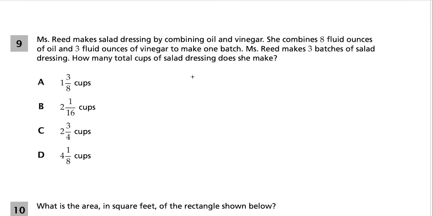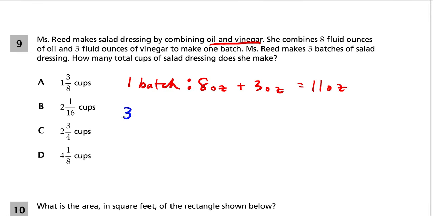Question 9, we have Miss Reed making salad dressing with oil and vinegar. So she's combining 8 fluid ounces of oil and 3 fluid ounces of vinegar to make one batch. So we'll just write this out here. One batch, and we're focusing on the total amount of ounces. So that's 8 ounces of oil plus 3 ounces of vinegar, and that's 11 ounces in total. So here, what we're going to do is we're going to see how many ounces are there in 3 batches.